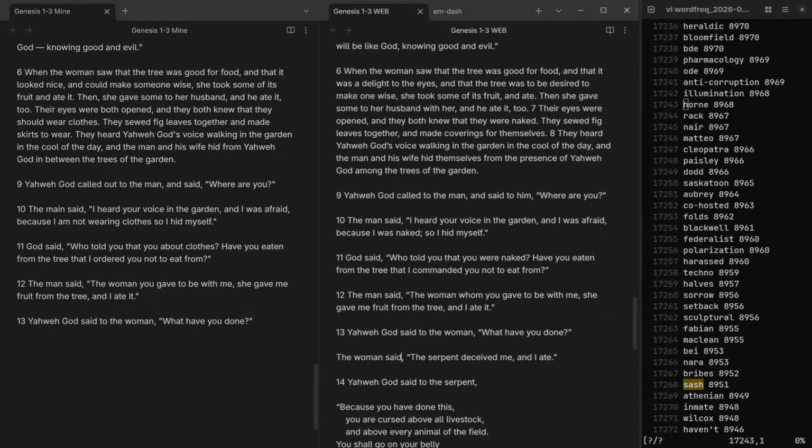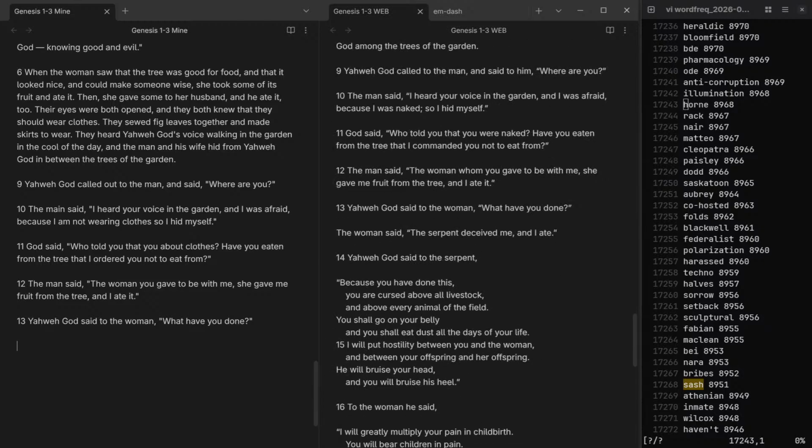Oh, interesting. They put a paragraph here as well, even though it's in the middle of a verse.